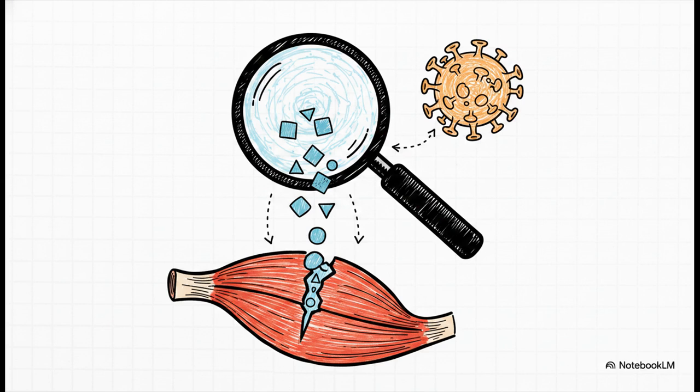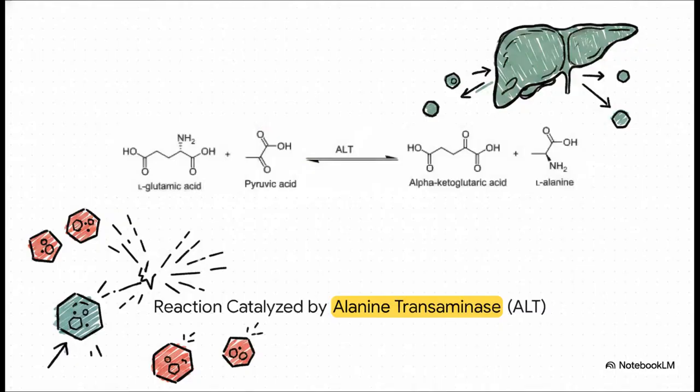This makes CK an incredibly important tool for doctors trying to gauge the clinical severity of the disease. Moving right along, let's shift our focus to the liver sentinels. Alanine transaminase, or ALT, catalyzes the transfer of an amino group from alanine to alpha-ketoglutarate, which forms pyruvate and glutamate. For the toxicologists and clinical biochemists tuning in, you know this pathway is incredibly significant.